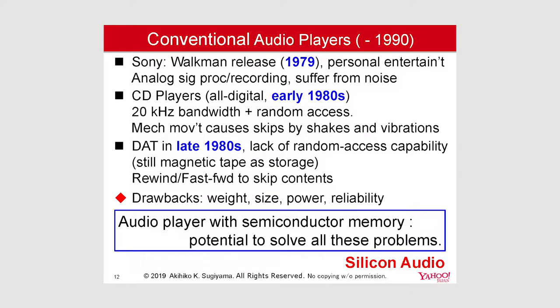In this case, it was lacking random access capability because it is based on tapes. So to go forward or backward, you need to rewind the tape system. That's why there was no random access capability provided. And it was still based on magnetic tape as storage, right? So rewind and fast forward was necessary to skip the contents.